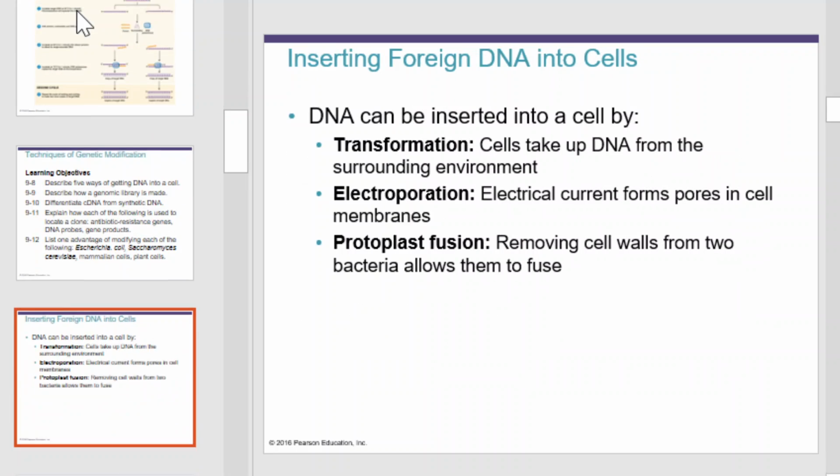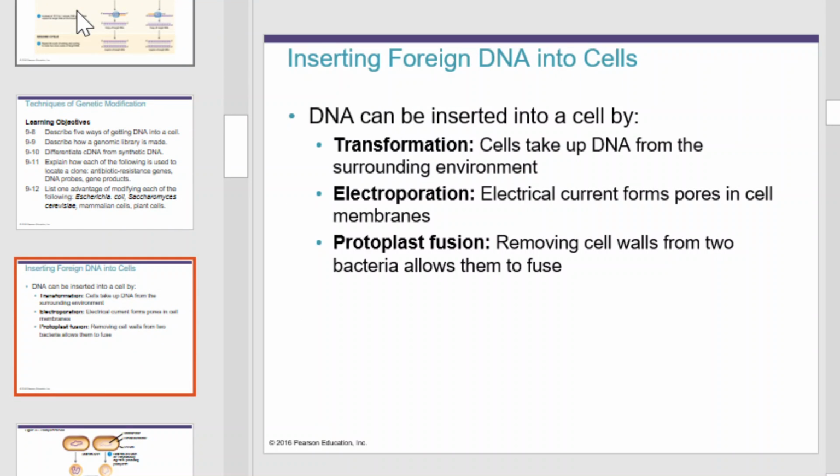Genetic modification. In genetic modification, we can insert foreign DNA into cells. DNA can be inserted into a cell by transformation, electroporation, or protoplast fusion. Transformation is accomplished when cells take up DNA from the surrounding environment. Electroporation is accomplished when electrical current forms pores in a cell membrane and DNA is introduced through those pores.